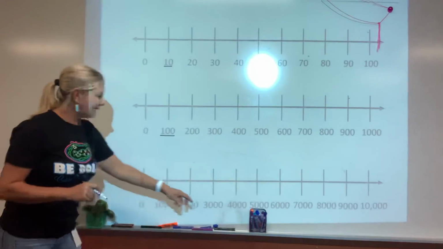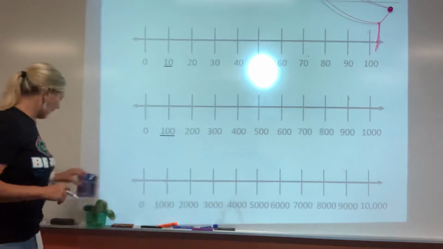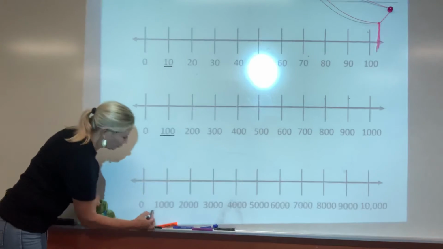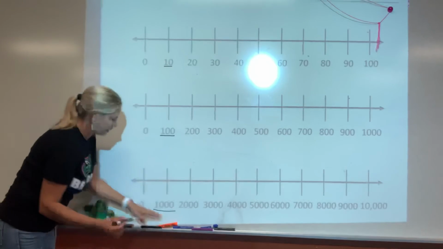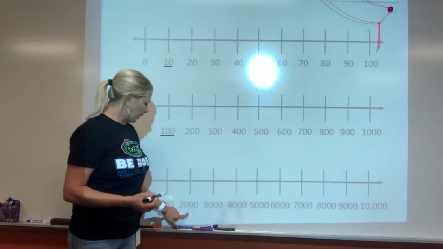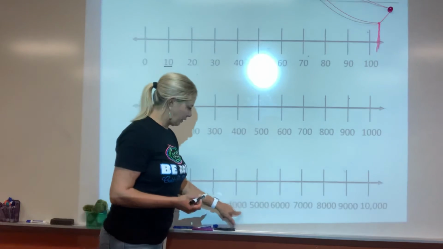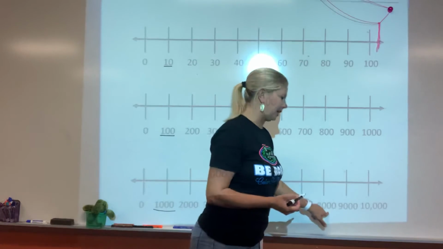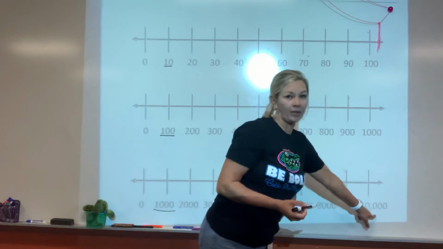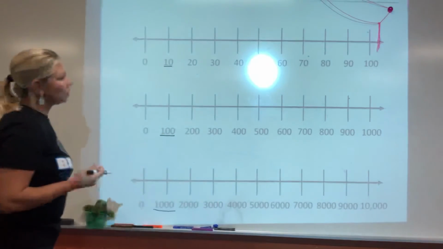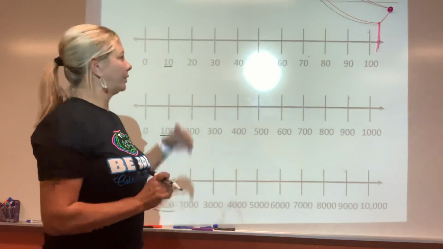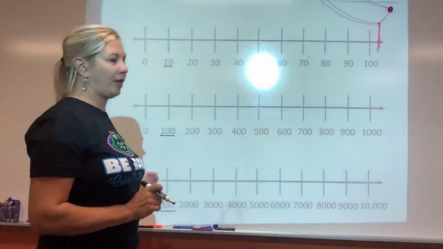And then the last number line that we're going to look at today starts at 0 and is multiples of 1,000. 1,000, 2,000, 3,000, 4,000, 5,000, 6,000, 7,000, 8,000, 9,000, 10,000. So these three number lines are all multiples of 10, 100, and 1,000.